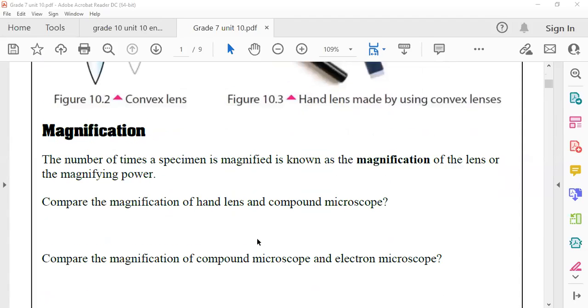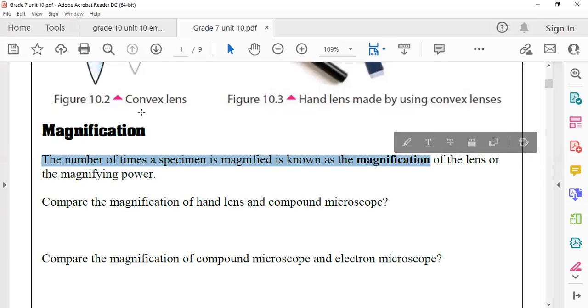Okay. If you take the microscopes, they will show you larger. In that one, what is magnification? What is magnification? Read this one. The number of times a specimen is magnified is known as the magnification.